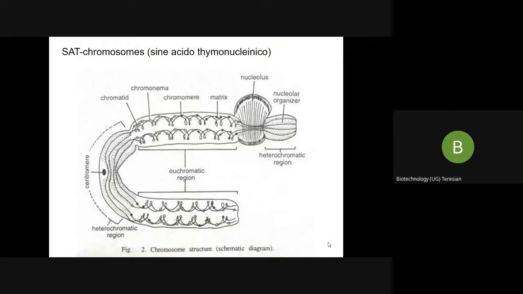Now we shall study the structure of the chromosomes. This picture shows you the typical diagram of the chromosome structure. We shall study it in detail. In this region, you can see it is written as the heterochromatin region, and this is the euchromatin region. So what are these euchromatins and what are these heterochromatins? First, we shall look into that.